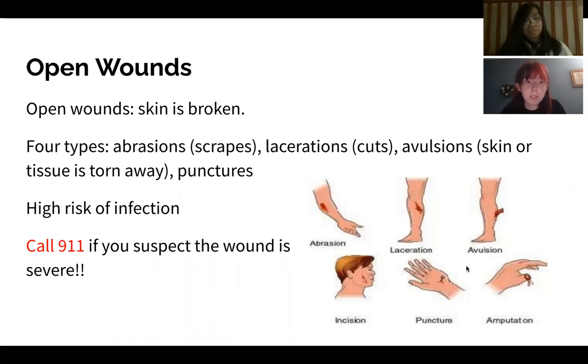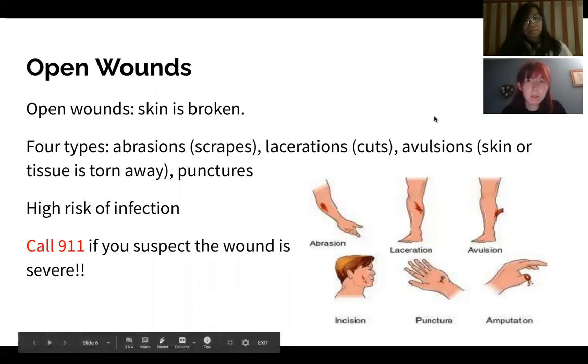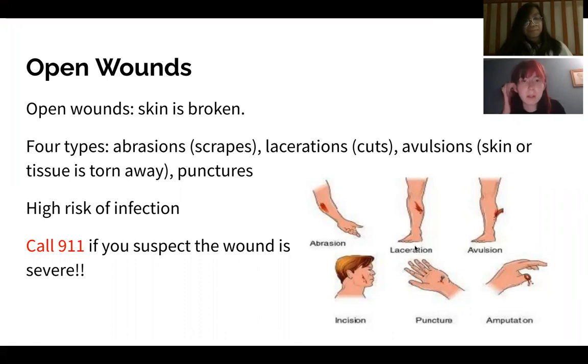There's a really high risk of infection for open wounds, which we're going to talk about later. It's really important to make sure that the wound is cleaned if possible. And as always, call 911 if you suspect the wound is really severe.